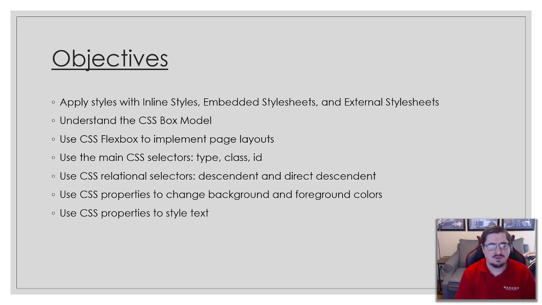Flexbox. We'll talk about some of the basic selectors, such as type, class, and ID selectors. We'll talk about some of the relational selectors, more specifically the descendant and the direct descendant selectors. We'll talk about some of the CSS properties that you can use to change the background or to change the foreground colors. And then finally, we'll talk about how to use CSS to style text.